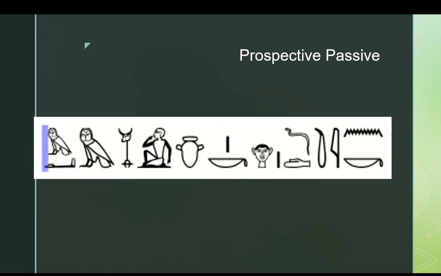We also have a good example of the prospective passive. Em, amu, ibek, her, jedti, en ek.